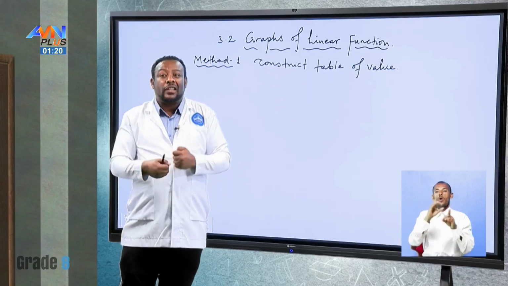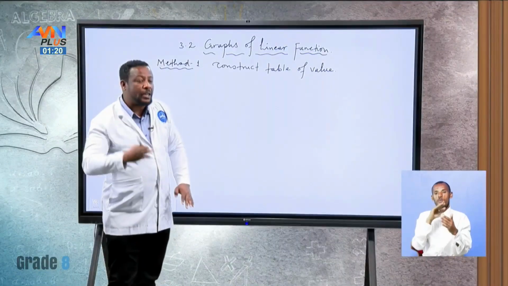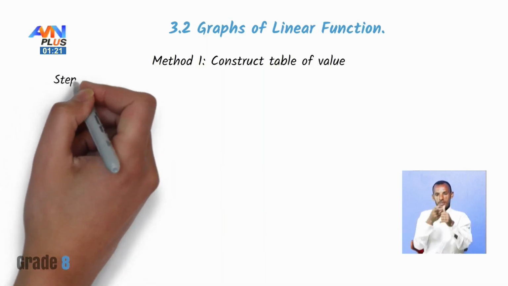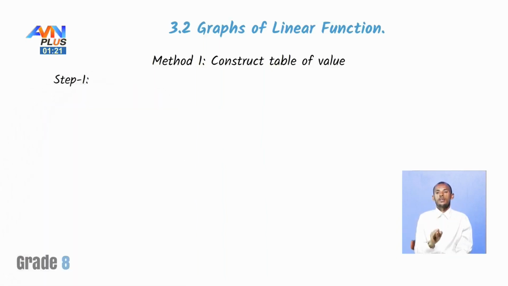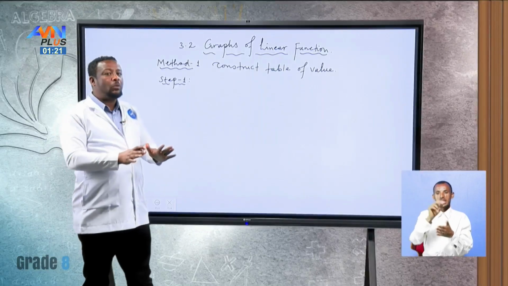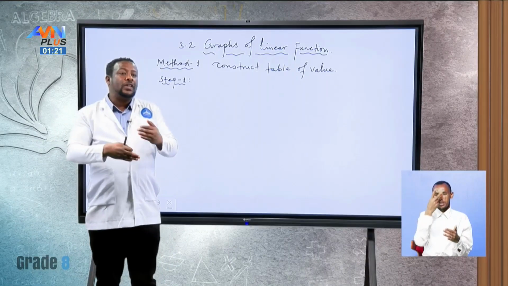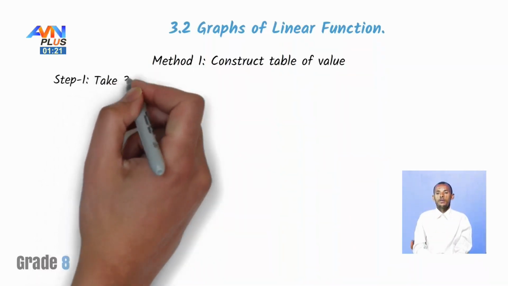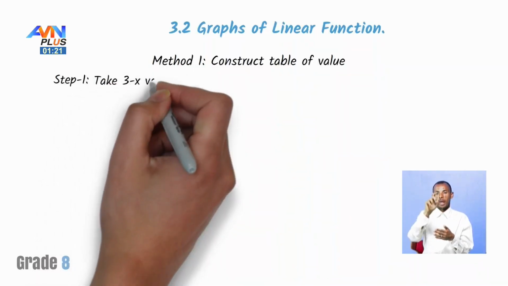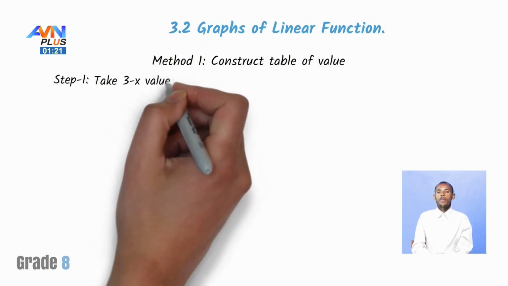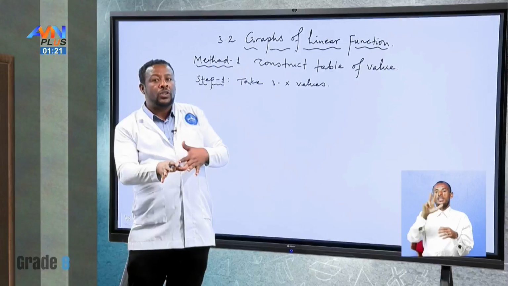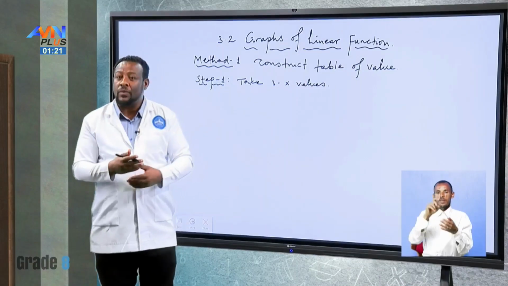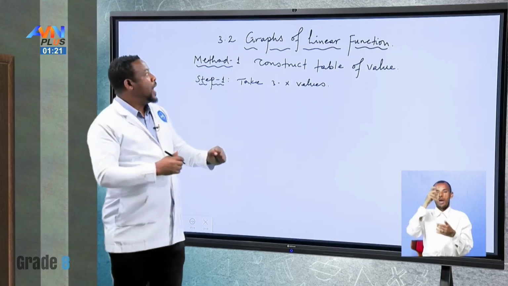How do we construct a table of values? We have 3 steps, okay? The first step in this method is taking 3 x values, okay? In step 1, we will take 3 different x values. After we take 3 different x values, we substitute those x values to obtain the value of y, okay?